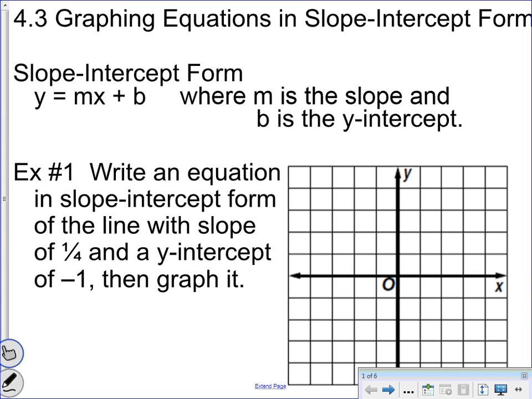Graphing equations in slope-intercept form. So today we're going to look at the new formula, slope-intercept, y equals mx plus b, where m stands for the slope and b is the y-intercept. So in our first example, we're going to write an equation and then graph it.